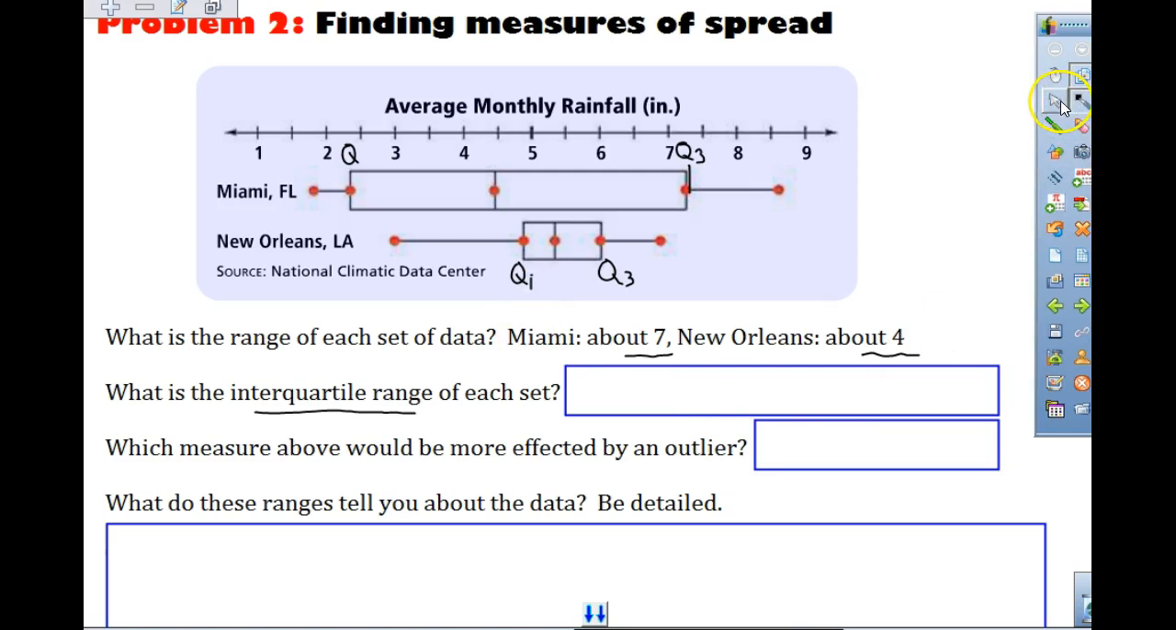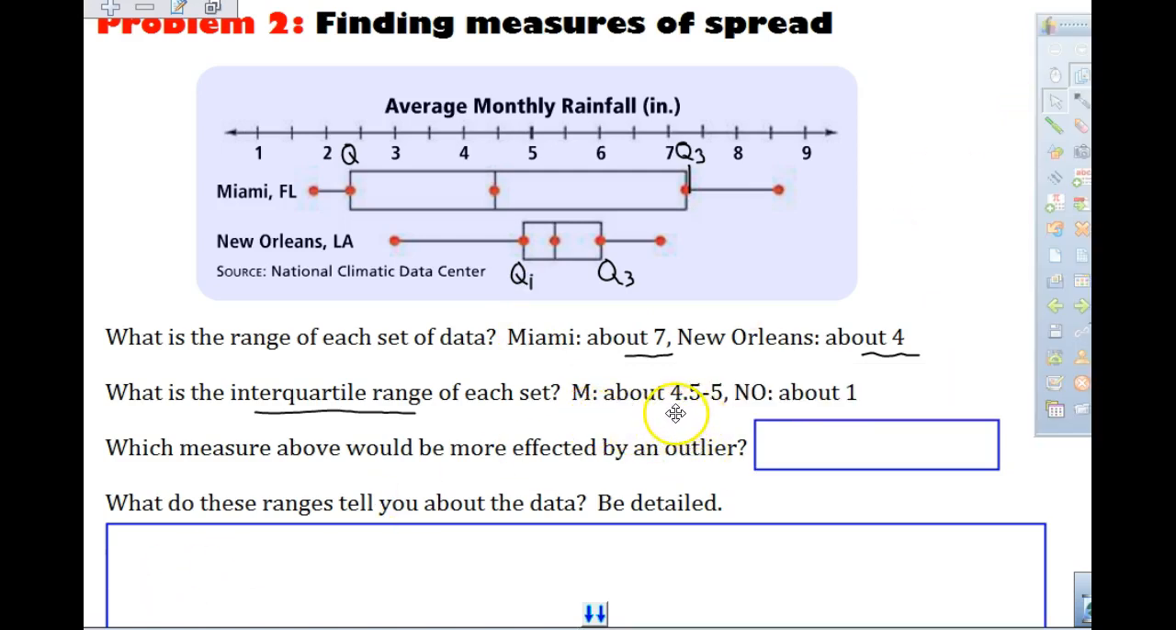So if we are doing those subtractions, for Miami between 4.5 and 5, and for New Orleans about 1, right? We're going from 6 to 5. Okay, so they approximated. What if you had 1.1? No problem. If you had 0.9, no problem. That would be correct as we look at this data.